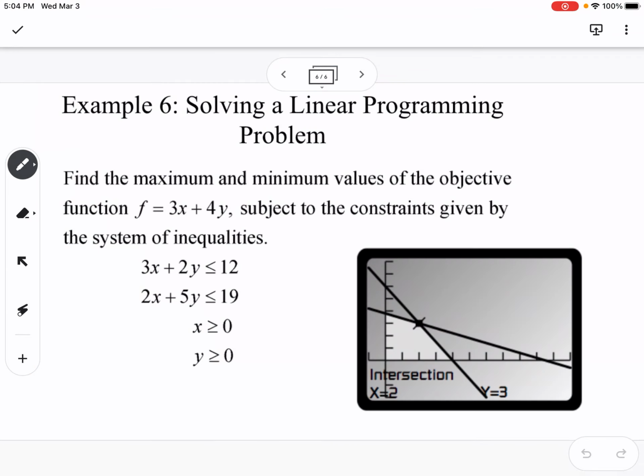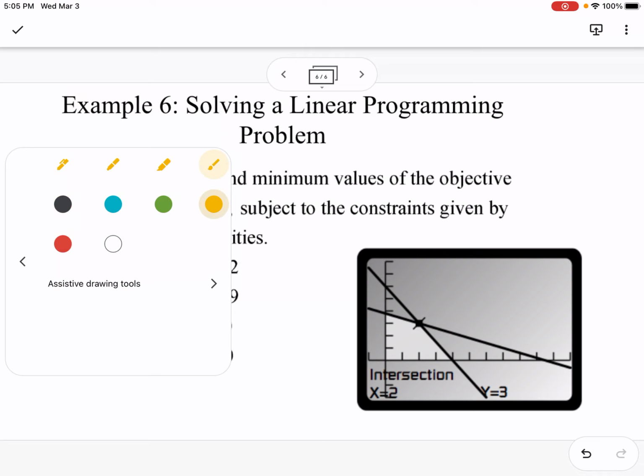So our last example here is to find the maximum and minimum value of the objective function f equals 3x plus 4y subject to the constraints given by the system of inequalities. So you can graph, you could type this into Desmos, you could find out the values. You can also graph by hand. But how we solve linear programming is you can see that this area right in here, let me use a different color.